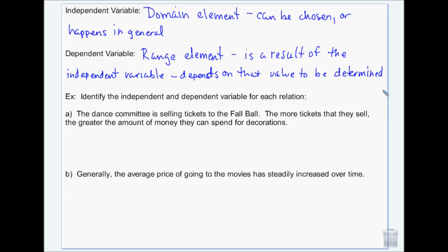So to identify them, sometimes it's easier to figure out what the dependent variable is, like if you're given a word problem situation. It's easier to identify, okay, this depends on something else happening. So the thing that depends is the dependent variable, and the other thing happening is the independent variable. Does that make sense? So here, if we look at this dance committee question. They're selling tickets to the fall ball. The more tickets they sell, the greater amount of money they can spend for decorations. So which one of those depends on the other?